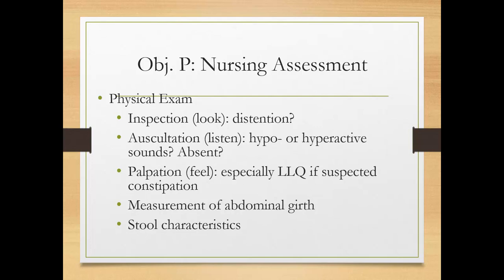Measuring the circumference of the abdomen, or abdominal girth, is a way to track distension to see if it's getting worse or better. We also want to assess stool characteristics. This includes frequency, consistency, and color. We put all of these together to get a big piece of the picture and to know what our assessments mean. We don't generally just say one thing, like we just listen to bowel sounds and ignore all the rest. We want to put our assessments together and look at the big picture.